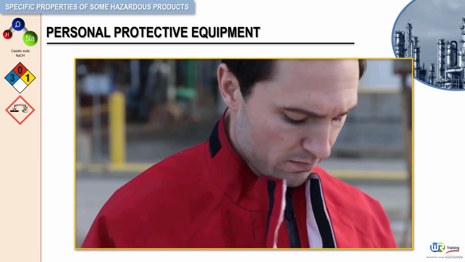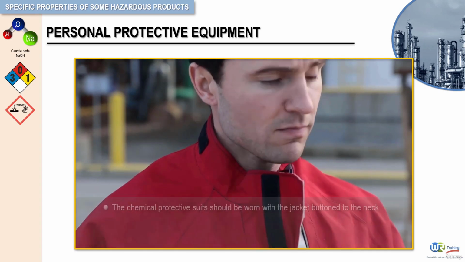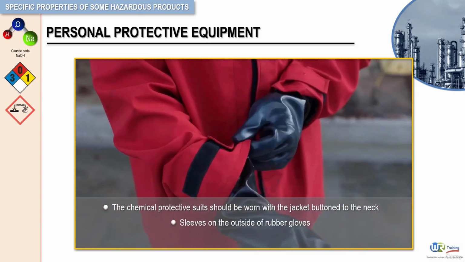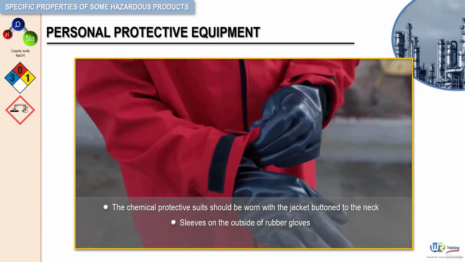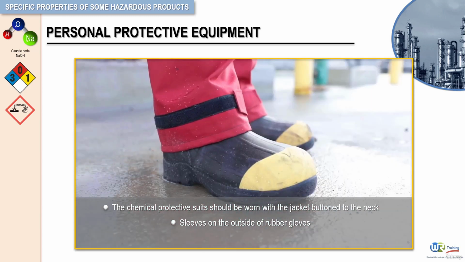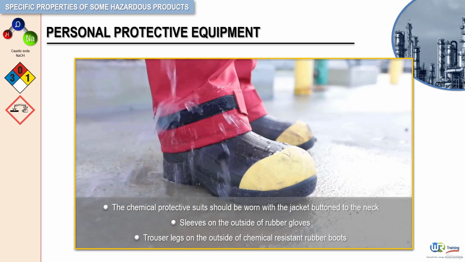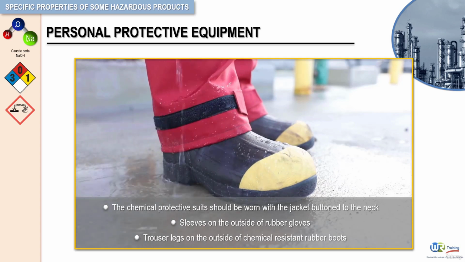The chemical protective suit should be worn with the jacket buttoned to the neck, sleeves on the outside of rubber gloves, and trouser legs on the outside of chemical-resistant rubber boots. The trouser legs are put on the outside so that if the wearer is splashed with caustic, the caustic will flow down the suit onto the ground and not get trapped inside the boot. This prevents chemical burns to the feet.